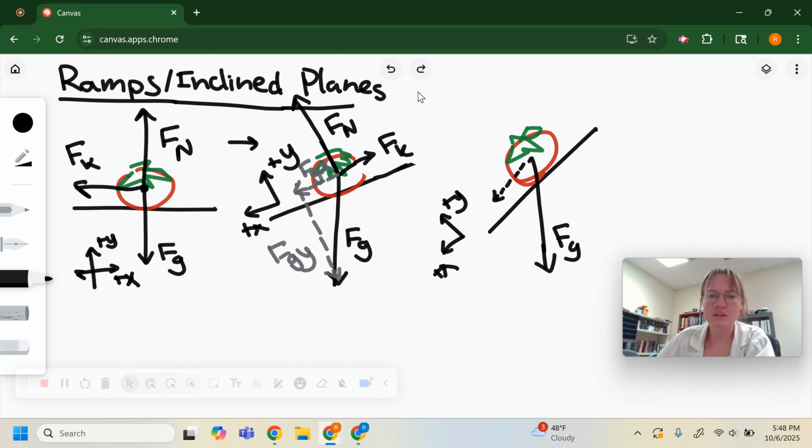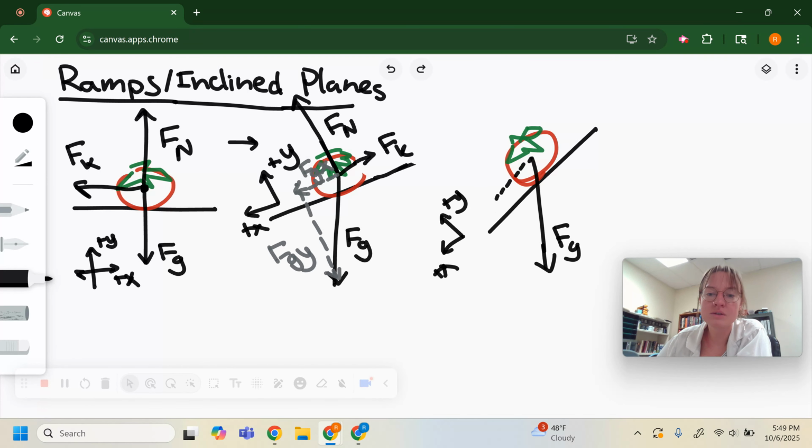You'll notice here that we always use dotted lines. The reason we always use dotted lines is because this is not a real force. This is a part of gravity. It is not a force in and of itself. For us, solid lines mean that it's a real distinctive force. A dotted line means that it's a part of a force. So we have a part of a force here.